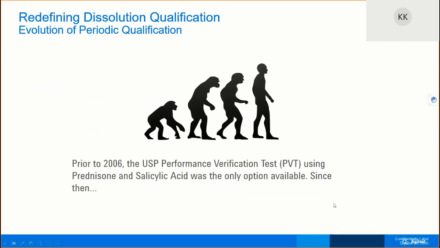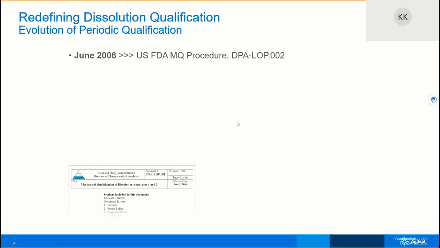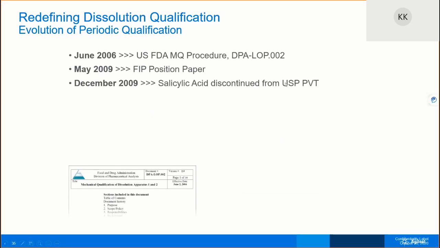So what has changed over the years, right? Prior to 2006, the USP performance verification test, or PVT, using the prednisone and salicylic acid was the only option available. But since then, the FDA published the MQ procedure. You have an FIP position paper on mechanical qualification. What else happened? The salicylic acid was continued for the PVT.